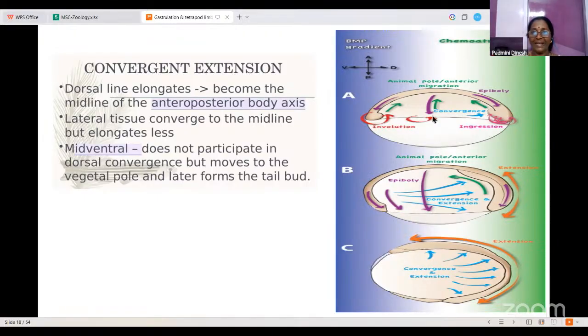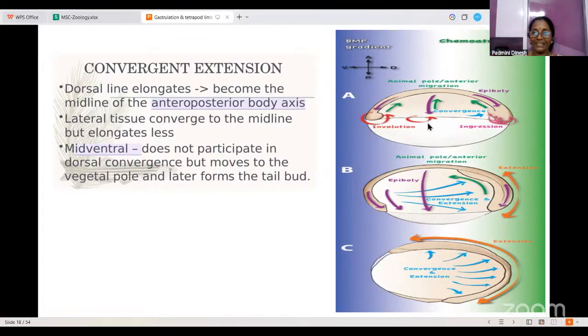So a dorsal line elongates in the mid region, forming the anterior posterior body axis, and then the ventral and the dorsal region. The dorsal region, ventral region, anterior, posterior. If I keep my hand like this: anterior, posterior, and dorsal and ventral region. The lateral tissue converges in the midline and elongates, and the mid-dorsal, mid-ventral that is going to be formed does not participate in the dorsal convergence. Why? Because this is the part that is going to be the tail region, so there is no convergence over here.